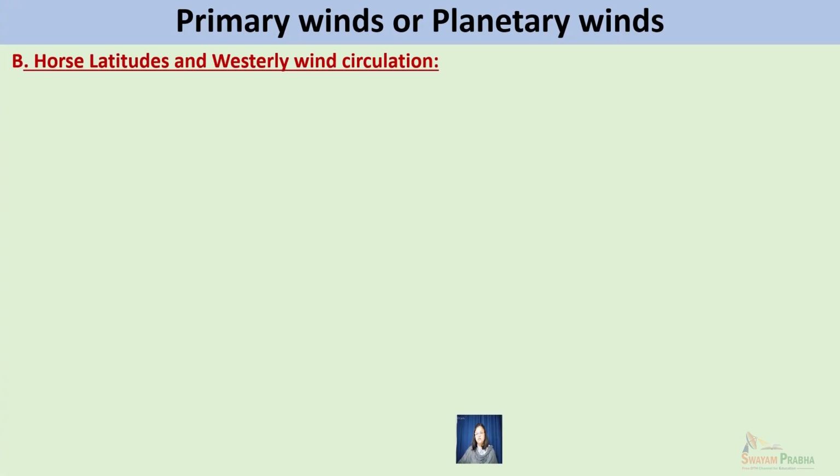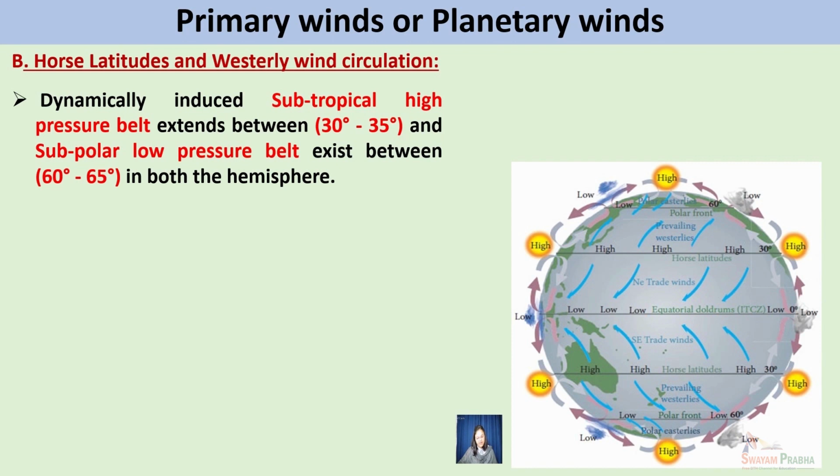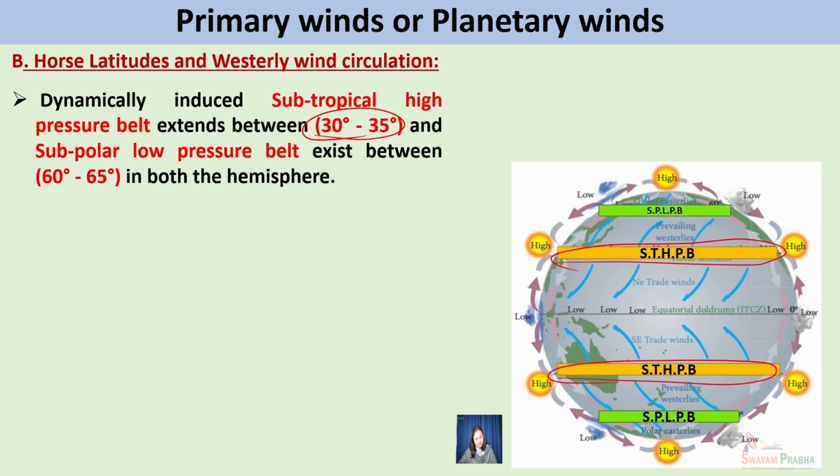Now coming to the wind circulation in the horse latitudes or the temperate latitudes of the world. So dynamically induced subtropical high pressure belt extends between 30 to 35 degrees in both the hemispheres. And besides this, subpolar low pressure belt exists between 60 to 65 degrees in both the hemispheres.